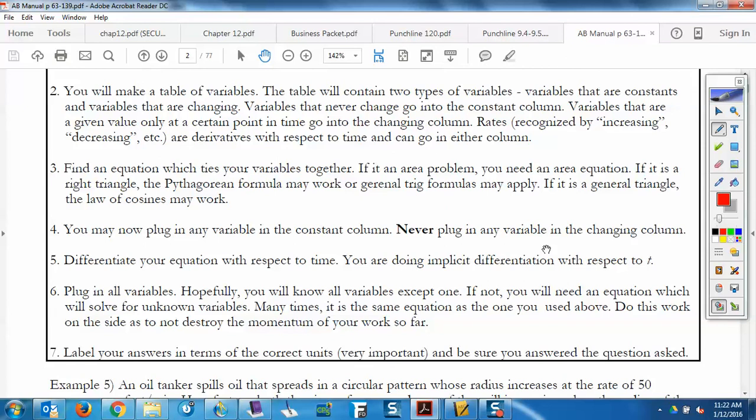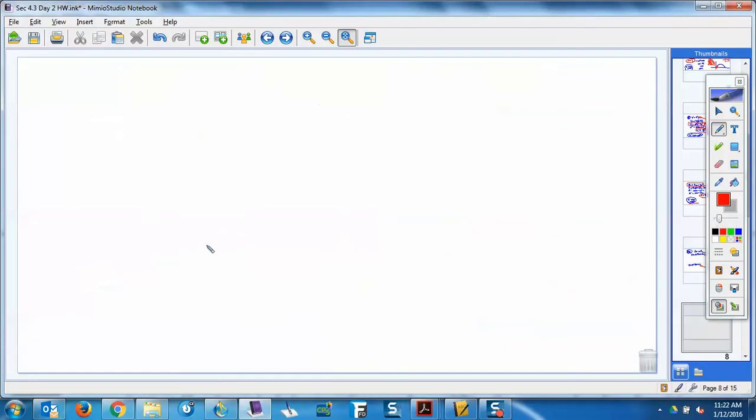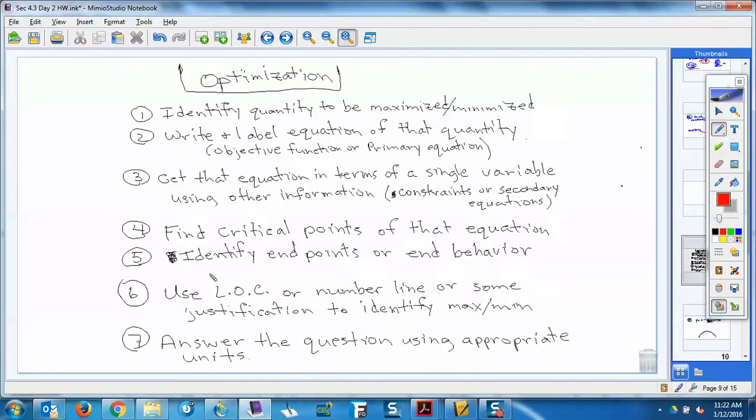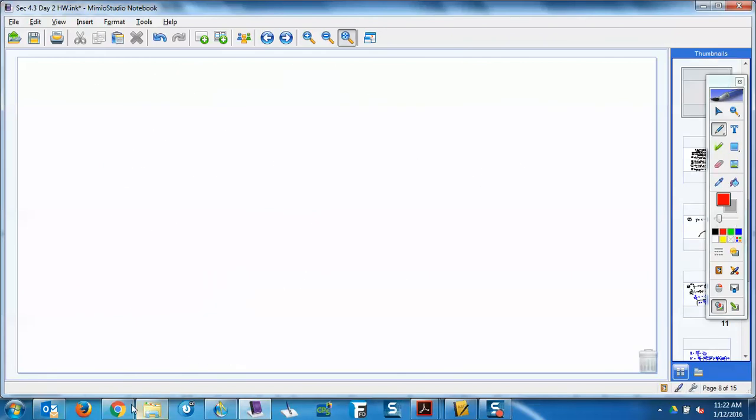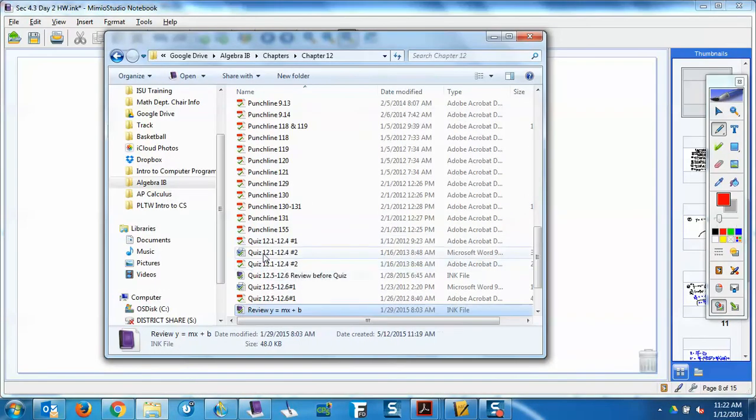Okay, so related rates. So you have a problem where there's a bunch of quantities that are changing all at the same time, and you can find out how fast other quantities are changing. The key to related rates, of course, is implicit differentiation. All right, so let me go back to my notes, and I don't have those in here, so let me pull those up real quick.